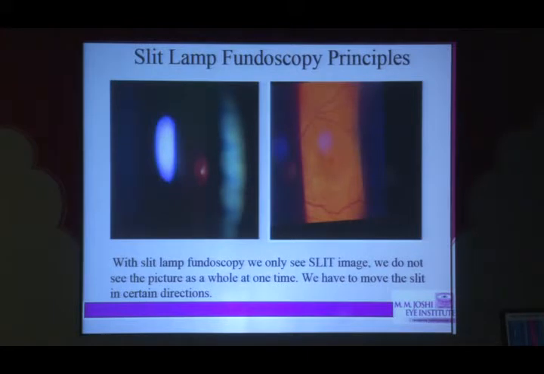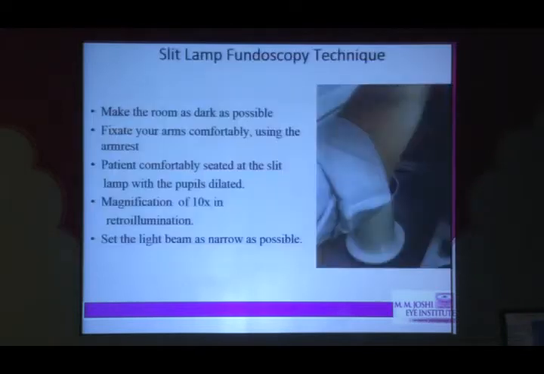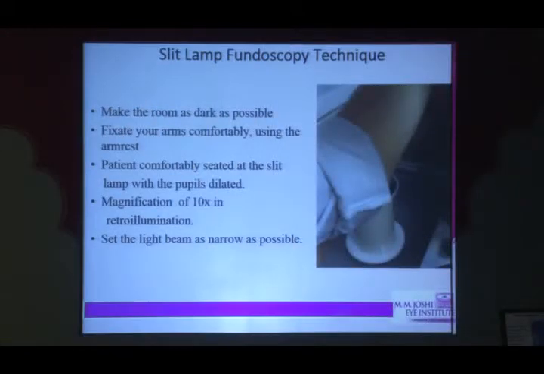We do not see the picture as a whole at one time. So we have to move the slit in different directions. And these are the images which we can get through 90 diopter, plus 60 and plus 40. As we see, the magnification goes on increasing in this case of macular hole, and the field of view decreases. So slit lamp fundoscopy is a must, as I said, for macular examination, for clinical examination, whichever you are comfortable with, either with a 78D or with a 90D.